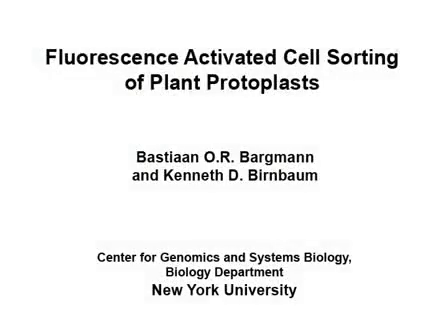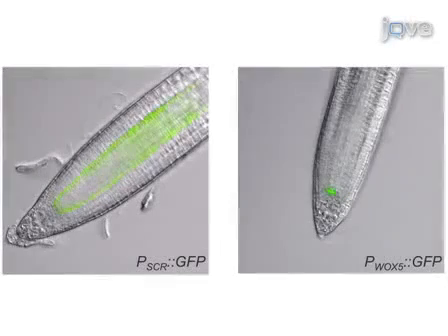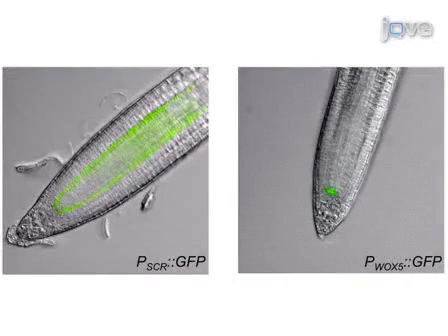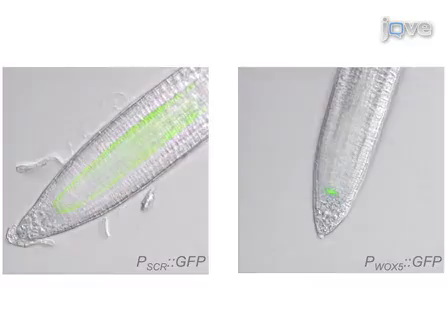This procedure relies on plants expressing GFP in specific cell types, which can then be isolated from the rest of the plant cells using Fluorescence Activated Cell Sorting, or FACS. This example uses two marker lines expressing in specific cell types of the Arabidopsis thaliana root.